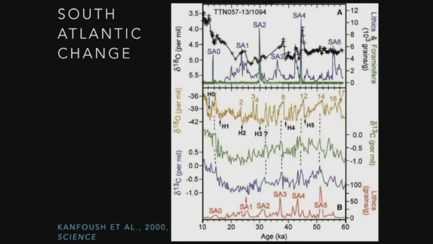So you get peaks in the ocean sediments which look like they're Heinrich-like events, but they're happening at different times, as far as we can tell. So the implication is that the Greenland and Antarctic ice sheets are operating on different timescales.